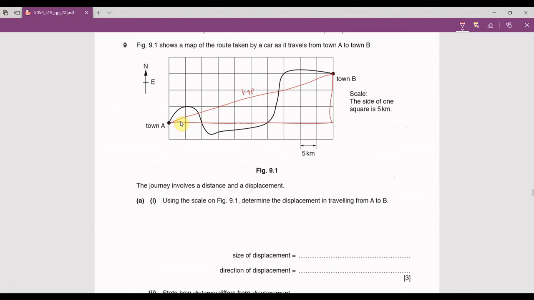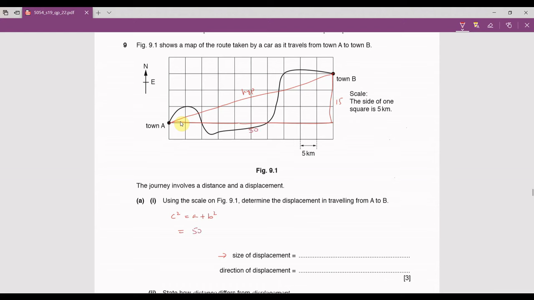Now you have to give the size of the displacement first. So we have a right angle triangle. We know this is the formula: c squared equals a squared plus b squared, where c is your hypotenuse. So here's what you are going to do. This side is 5 plus 5 plus 5, so this is 15, and this is 1 2 3 4 5 6 7 8 9 10. So this side is 50.